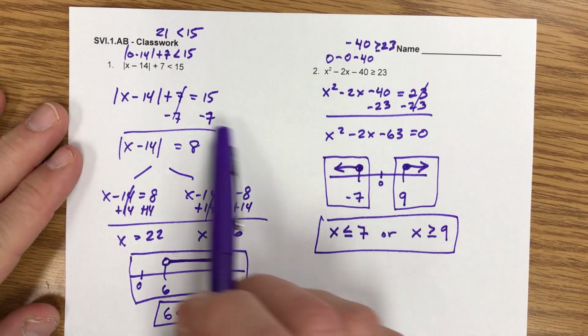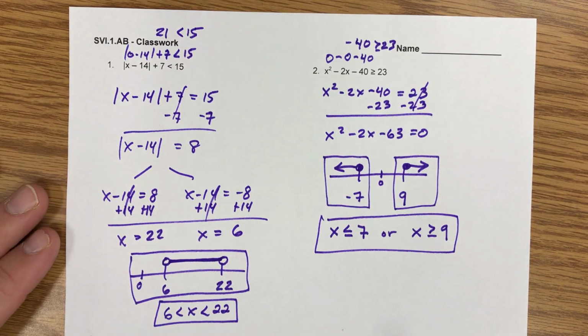Don't let these psych you out. Solve them just like equations, find your boundary points, test out 0, and you should know which way the arrow should go. Good luck, and hopefully this video helps.